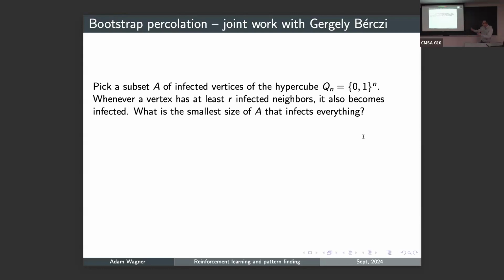The question is, what's the smallest size of initially infected vertices we can start with that will eventually infect everything?